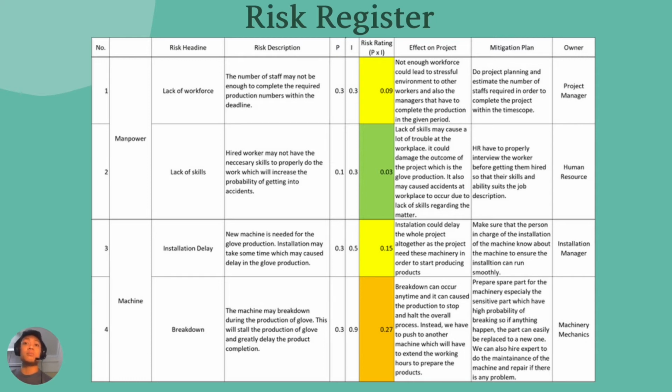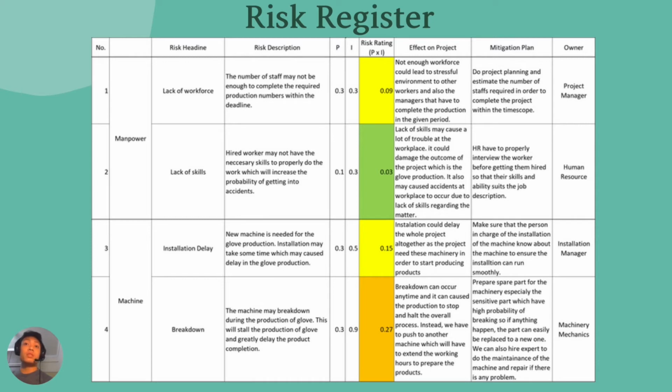This is considered a medium threat, which has a risk rating of 0.15. To avoid this risk, the installation manager has to make sure that the person who is in charge of the installation of the machine has knowledge about the machine and knows how to install it properly without any delay.